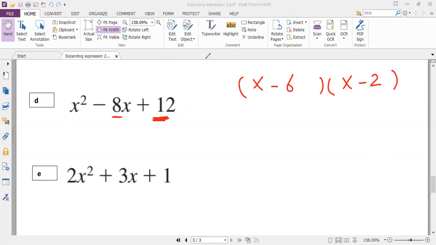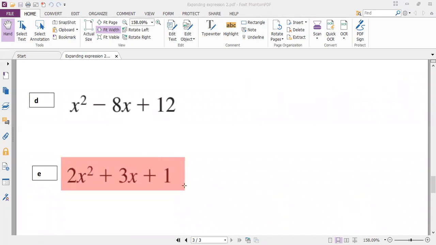What about this one? In this example, we couldn't say two numbers, the product 1 and their sum 3. You know why? Because I have a number in front of x squared. So in this case, we will try many guesses and many trials just to get the middle term. And you know 2x squared, it will be 2x times x. And 1, it's 1 times 1.